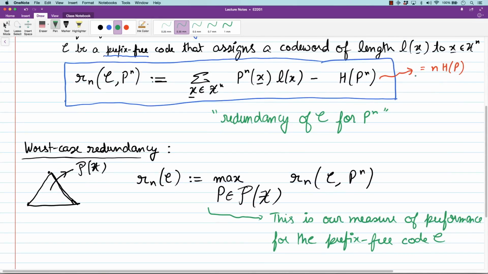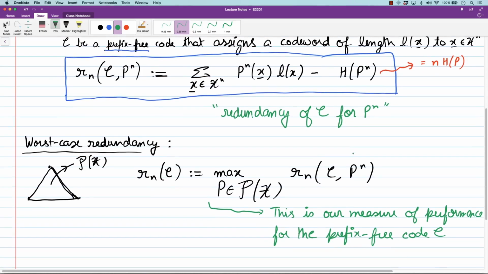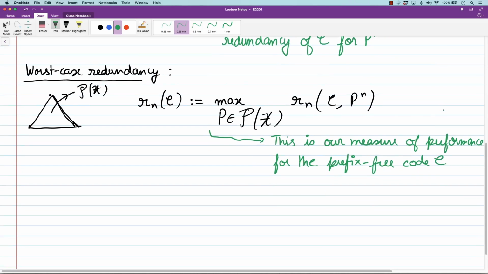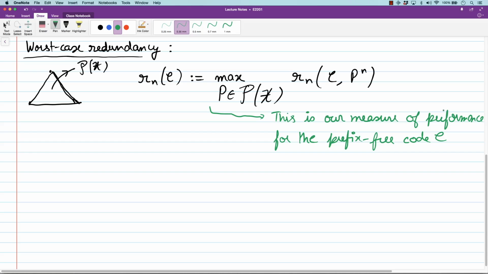Therefore, what we want is for this to be smaller than n. It should be much smaller than n, something like square root of n, or n to the power 3 by 4. All that is fine because at least order-wise the redundancy will be smaller than n. If you tell me that there is a code which has redundancy n, then it may not be such a happy answer, because the benchmark for performance is already n times H(P), and if you have redundancy of n, it's not clear if you're doing any good. Okay, so this is the worst case redundancy of a code.